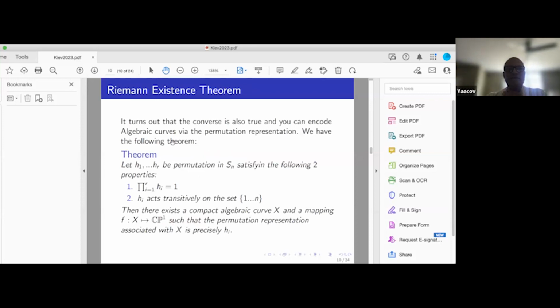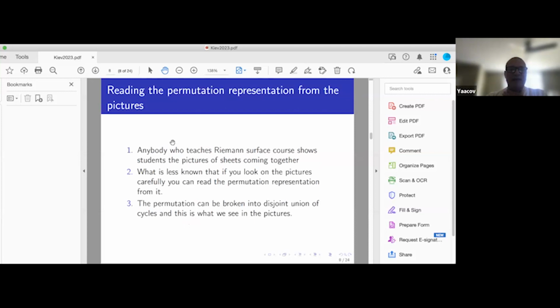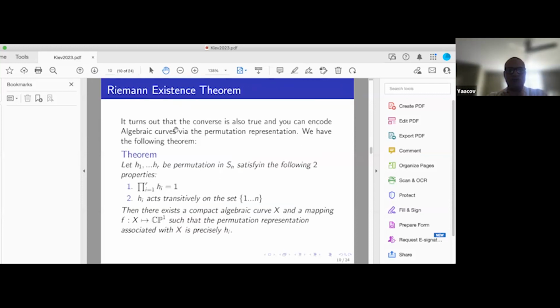Now, what I did basically, if you have f(x,y), I assigned a permutation representation to it. The converse is also true. It turns out that the converse is also true, and you can encode algebraic curves via the permutation representation. And we have the following theorem.